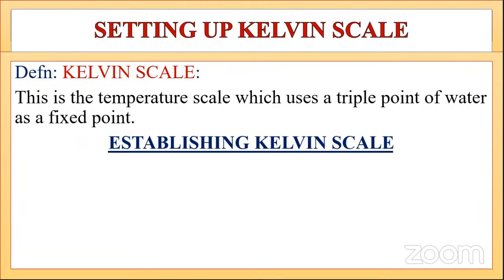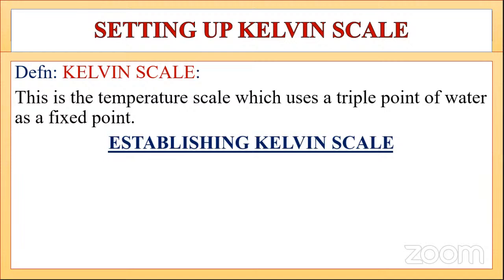So I was telling you, we define Celsius scale. We said a Celsius scale is that type of scale where the fixed points, that is ice point, is at 0 degrees Celsius and steam point is at 100 degrees Celsius. That is what we said to be Celsius scale. But now, Kelvin scale is that one which uses a triple point of water as a fixed point. Is that clear, everyone? It uses triple point of water as a fixed point.